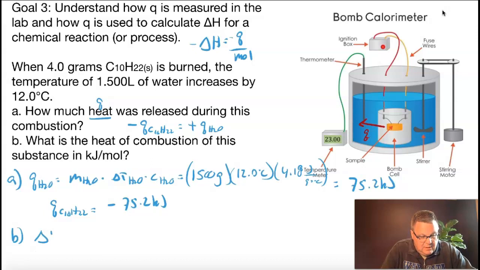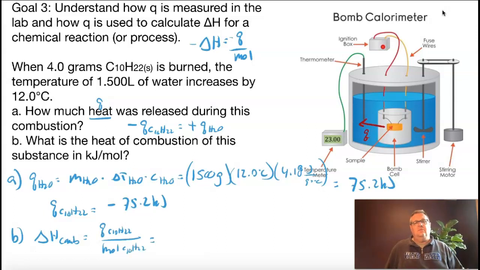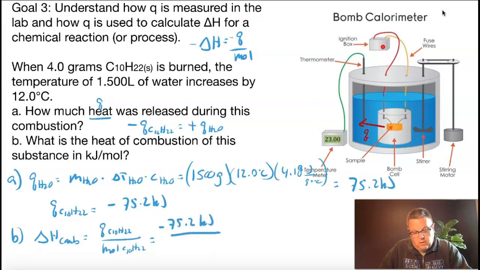And then B, what is the heat of combustion in kilojoules per mole? Okay, well that's delta H combustion would be Q C10H22 over moles of C10H22. All right, well, we have the numerator. The numerator is negative 75.2. We just need moles of C10H22, and they don't give us that, but they give us the grams, the mass, and they give us the molar mass, or the formula of the substance. And so we can use molar mass to convert grams to moles.